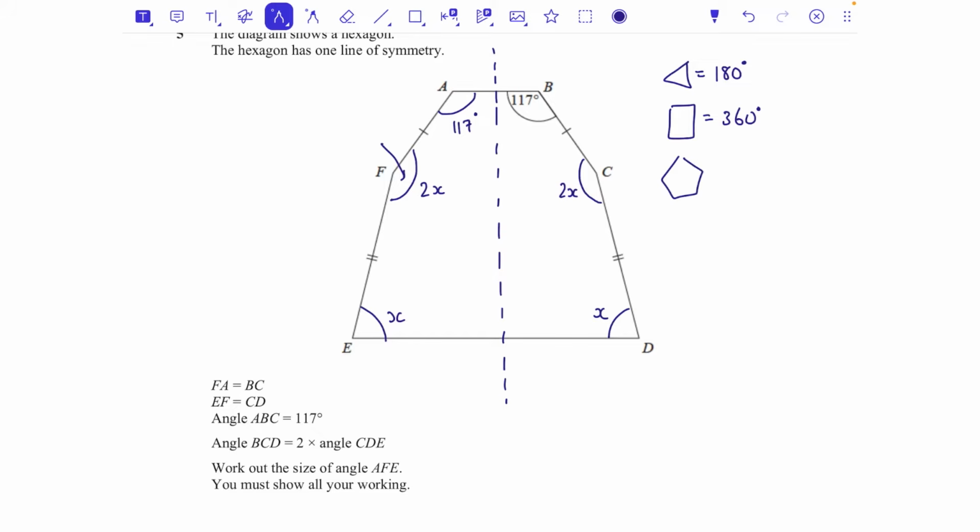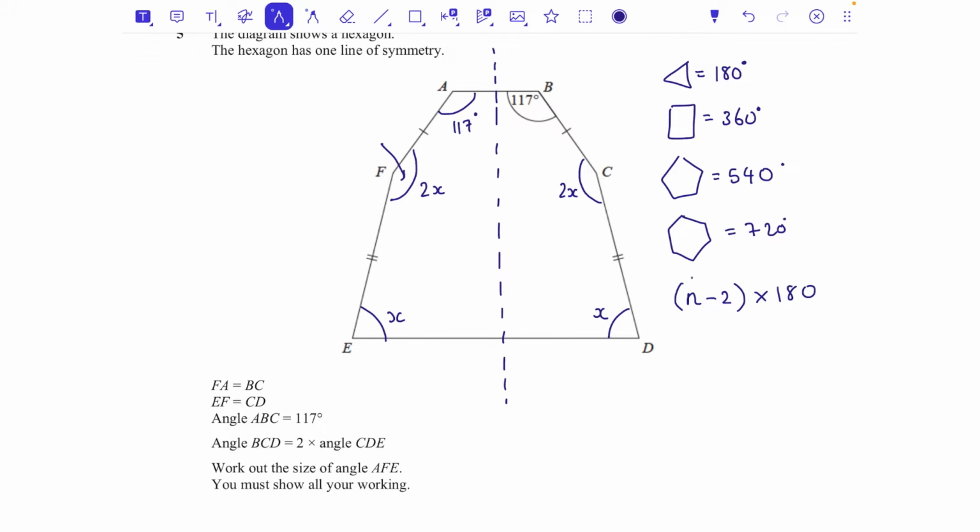Angles in a pentagon add up to 540. Every time you add another side, you add another 180 degrees. So those ones I just know. Hexagon, 720. If you ever aren't sure, remember there's a formula. It's the number of sides, take away 2, times by 180.